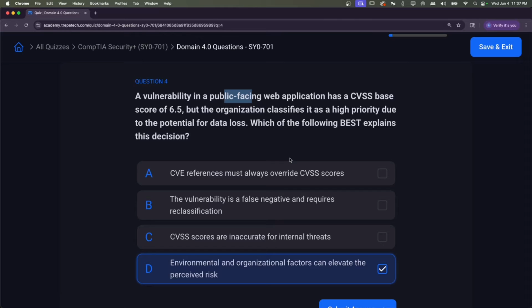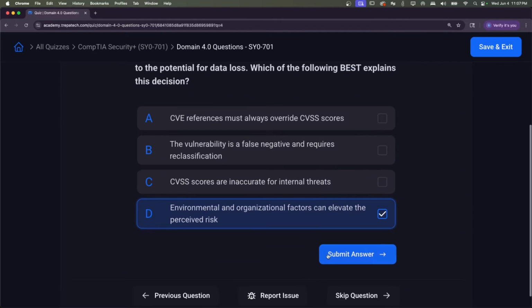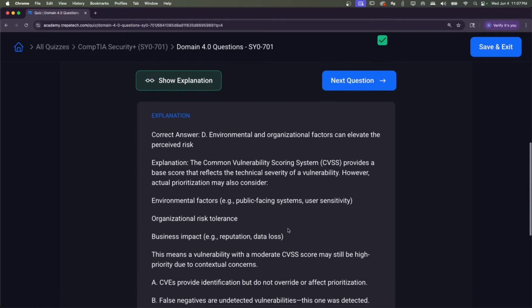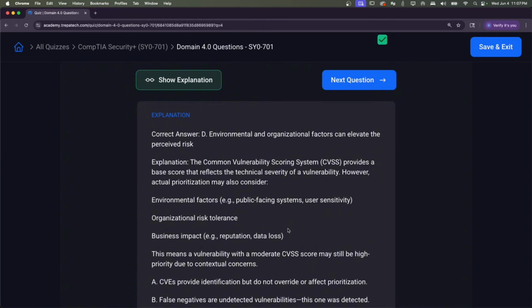So we classify this as an organization as a high priority for us, even though the CVSS score is somewhere between medium to high, okay? And we do that because of the environmental and organizational factors around this vulnerability on the system.